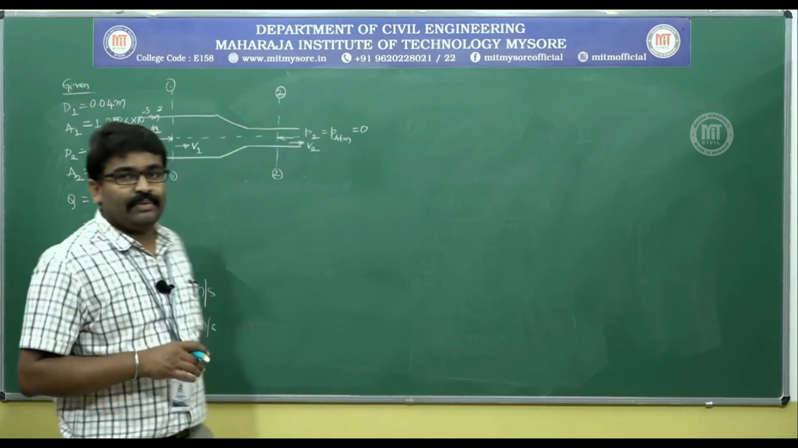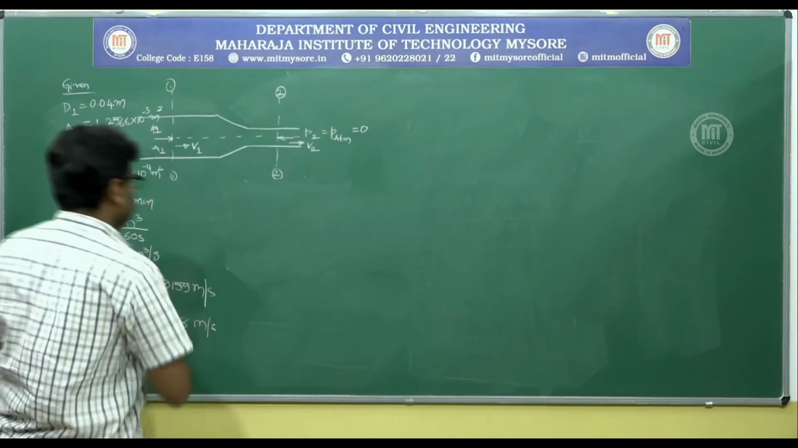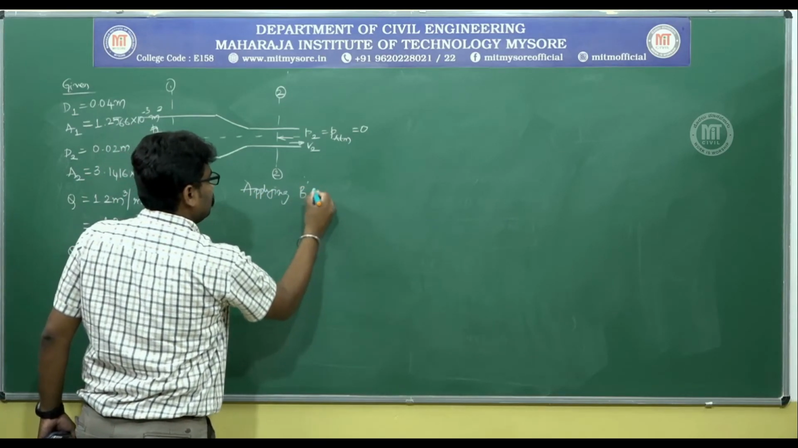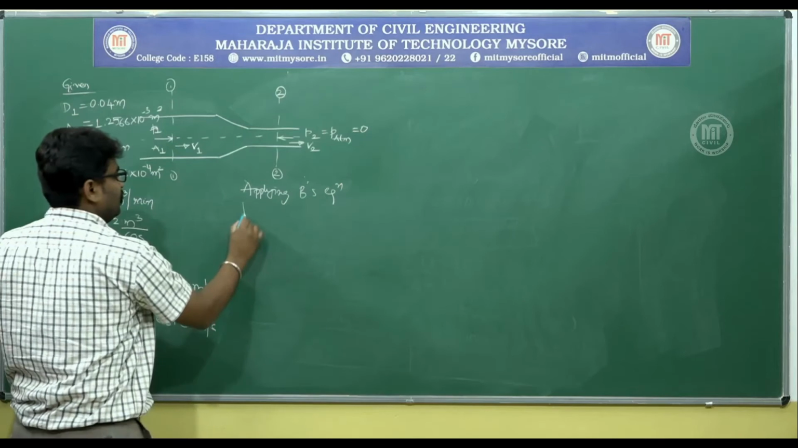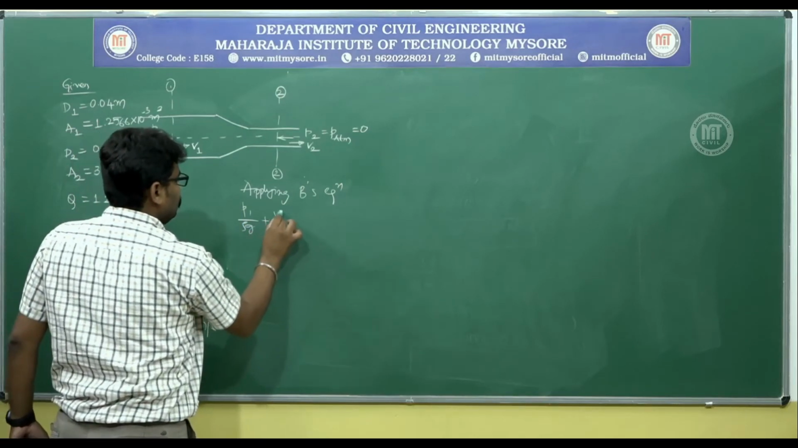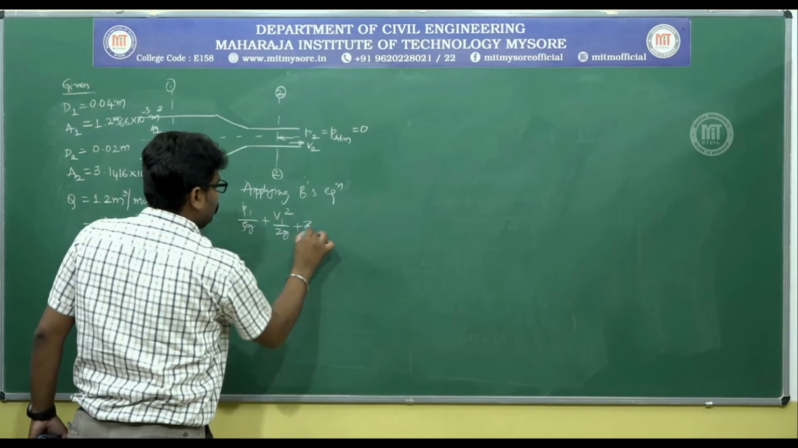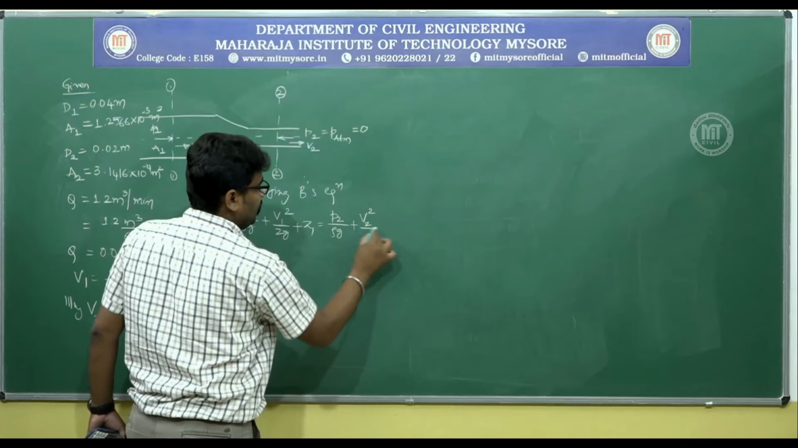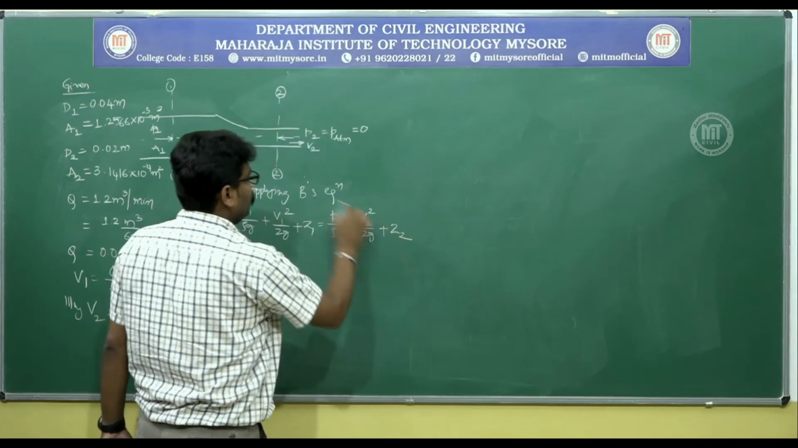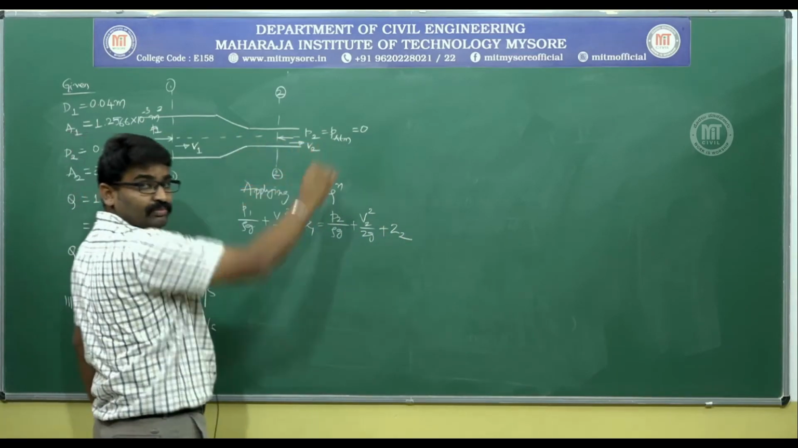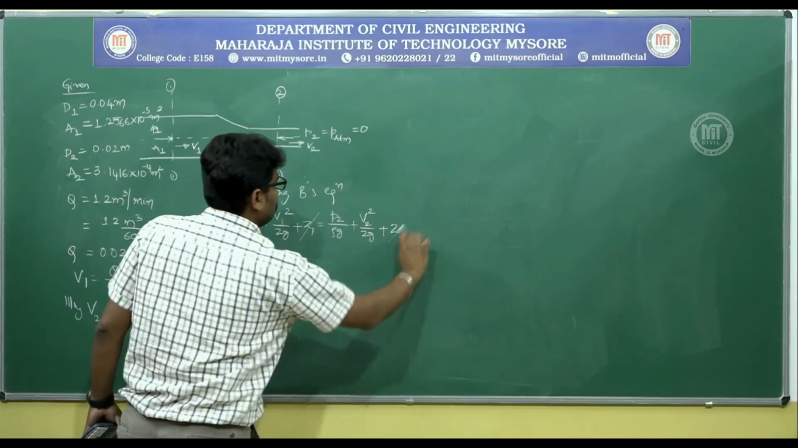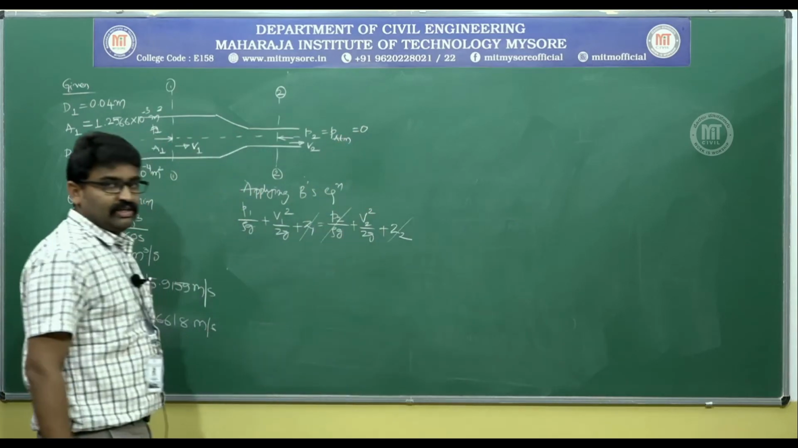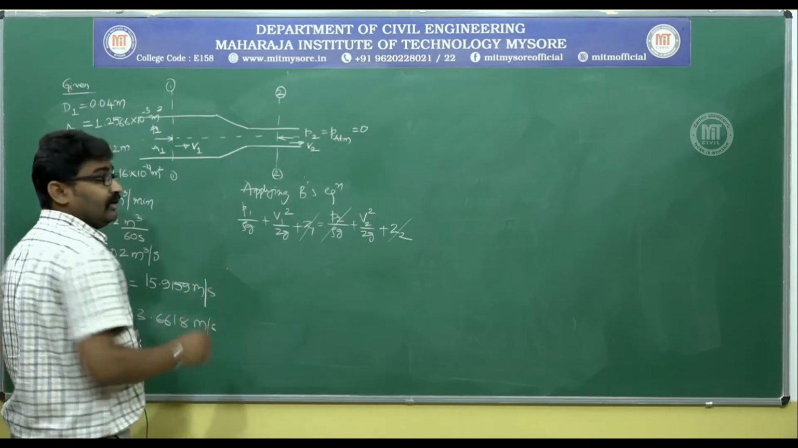To do so, you will have to apply Bernoulli's equation first. So, applying Bernoulli's equation, you have P1 by rho g plus V1 square by 2g plus Z1 is equal to P2 by rho g plus V2 square by 2g plus Z2. You very well know that the center line of both pipe and nozzle are at the same level. So, Z1 and Z2 get cancelled. P2 is nothing but atmospheric pressure, considered as 0. So, that also gets cancelled. So, what are you left with?